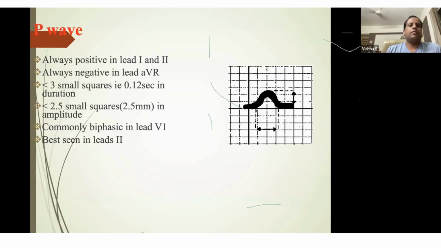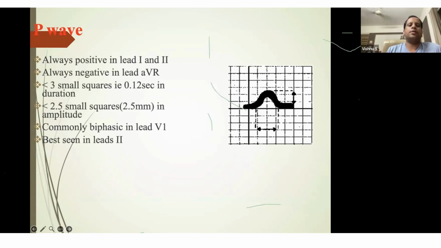Usually the P wave duration is 120 milliseconds, usually 120 to 200 milliseconds, and the height is around 2.5 millimeter. This is 1 millimeter, this is 1 millimeter, to a maximum of 2.5 millimeter. Above that, we will call it a tall P wave.